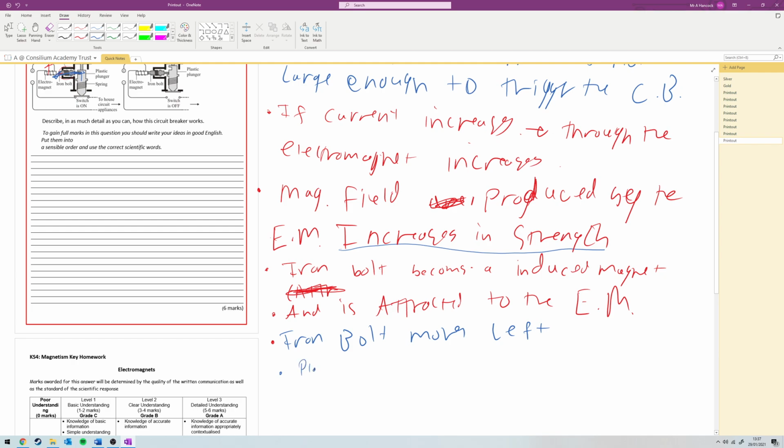So plastic plunger moves up. After the plastic plunger's moved up, notice that this is where the plastic plunger is touching the circuit, and here, this is after it has been reset. So this is after it has been triggered. So notice the circuit is broken, so you have to say circuit is broken, hence the name circuit breaker. The last point, you would say to reset, you would press the plastic plunger down.